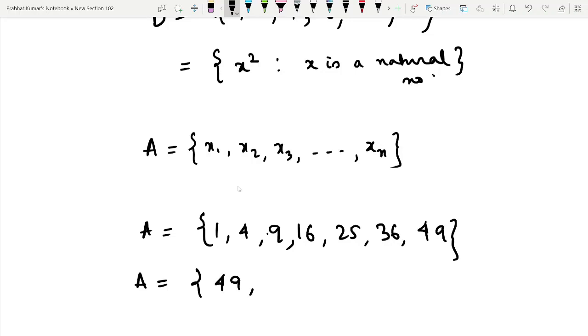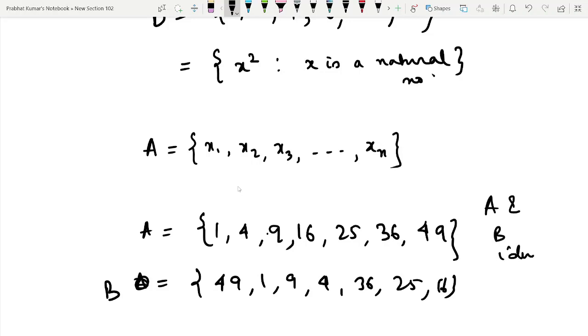So this may be 49, 1, 9, 4, 36, 25 and 16. These two are basically the same. If we represent this by B, then A and B are the same, right? They are identical sets. They represent the same thing. You have to keep this in mind. But whenever you are doing something, for the sake of a disciplinary method, it is better to put that in some order, right? If you put them in order, it will be a proper way.